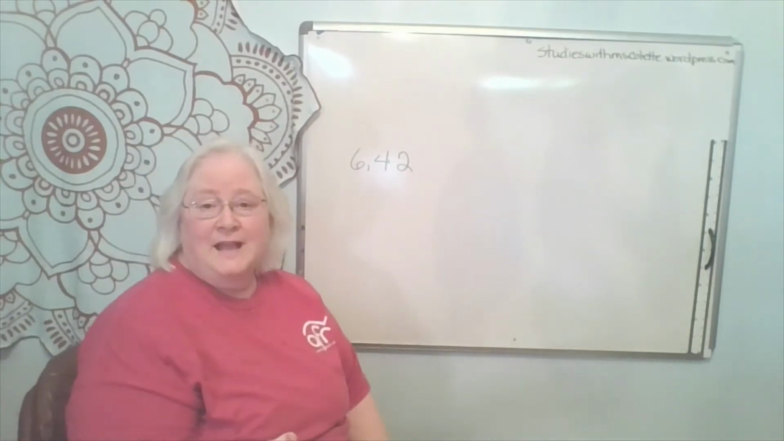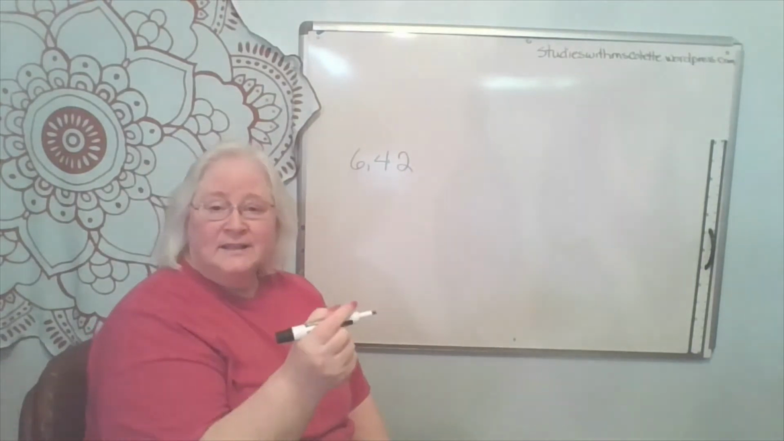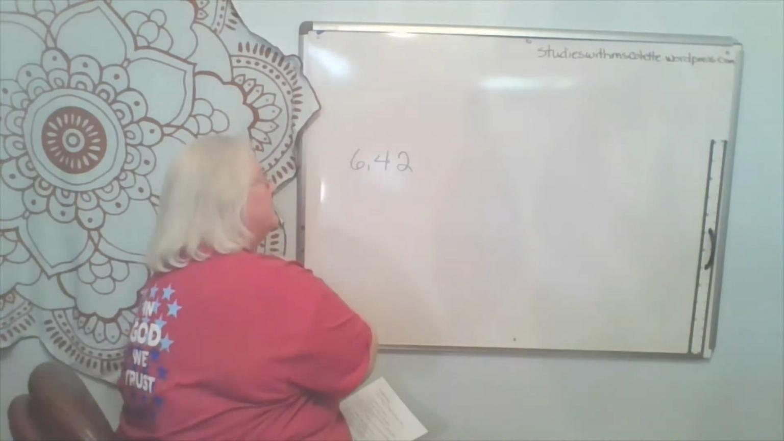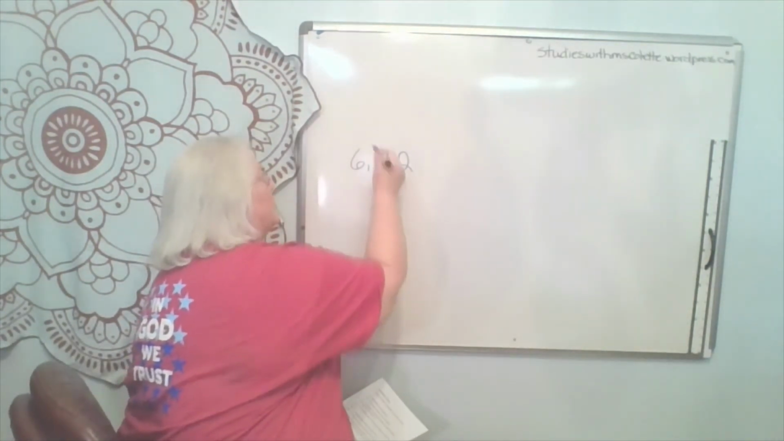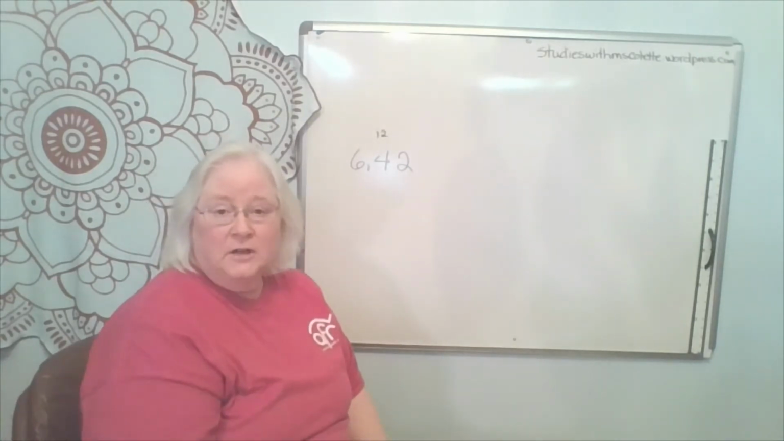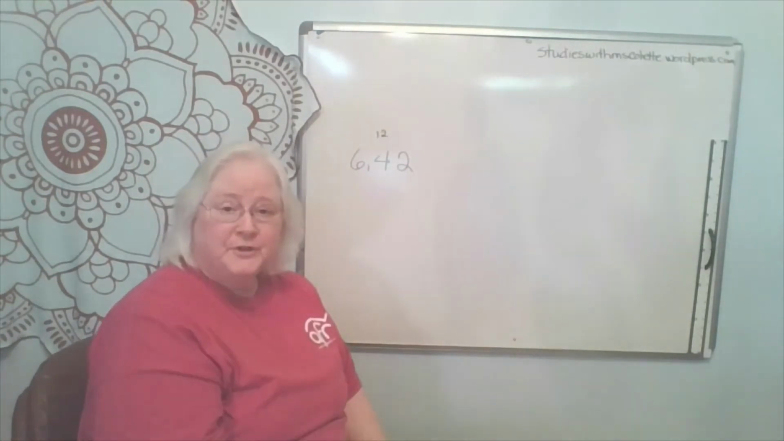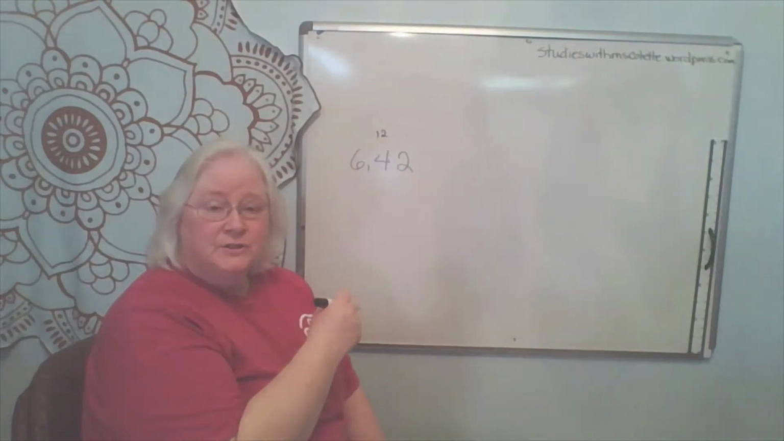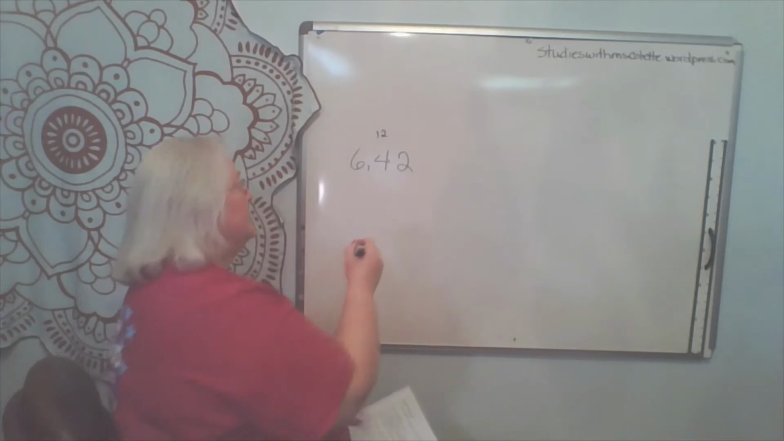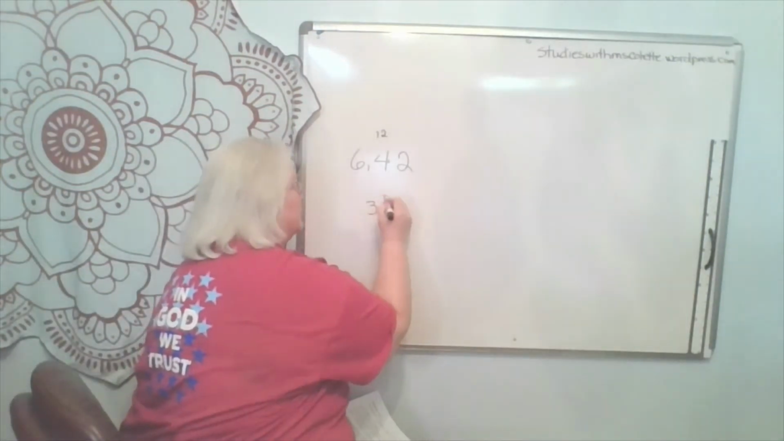So let's look at that number. Now, if we add those digits together, we get 6 plus 4 is 10, plus 2 more is 12. So our sum is 12. Now, 3 will go into 12, so that means 3 can go into the bigger number. So let's check that and make sure.